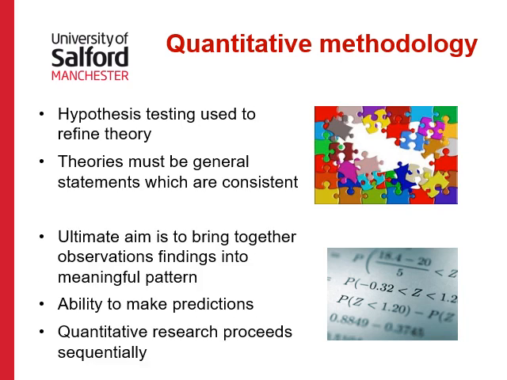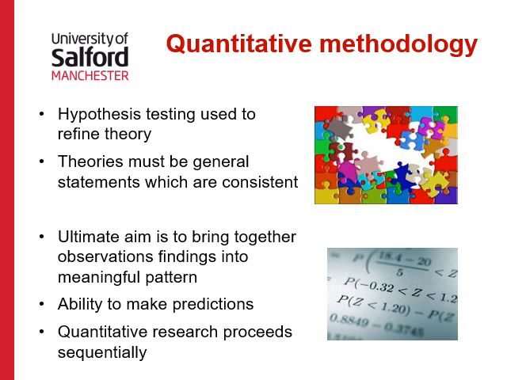So as I said before, with quantitative methodology, we use hypothesis testing to refine our theory and to create a set of theories which are consistent with each other. And what the ultimate aim really is, is to bring these findings together into a meaningful pattern. And we want to be able to make predictions so that we can improve health and societal well-being.